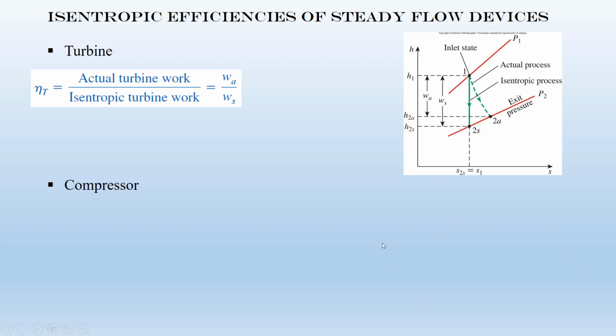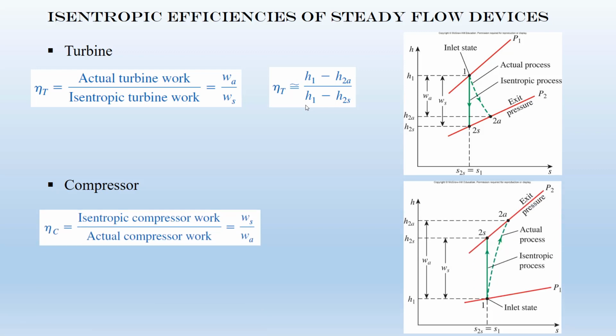For a turbine, you say that the isentropic efficiency is actual work over isentropic work. Or if you have the HS diagram, the Mollier diagram, you can actually calculate the vertical distance between point 1 and point 2 for the isentropic process and for the actual process to calculate the delta H.